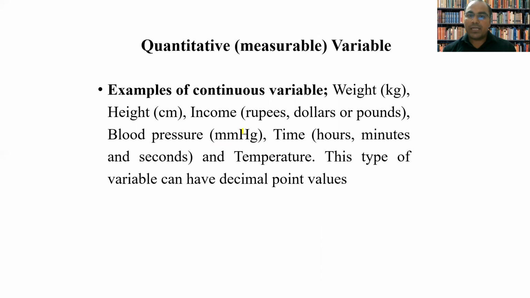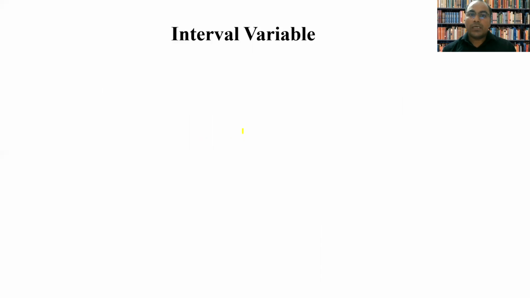For continuous quantitative variables, examples are weight in kg, height in centimeter, income in rupees, dollars or pounds, blood pressure, time in minutes and seconds, and temperature. This type of variable can have decimal point values and is known as a continuous variable. Now continuous variable is divided in two parts, interval variable and ratio.